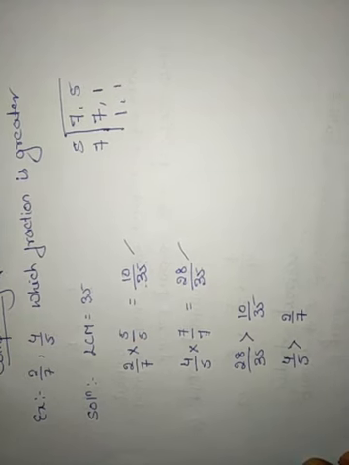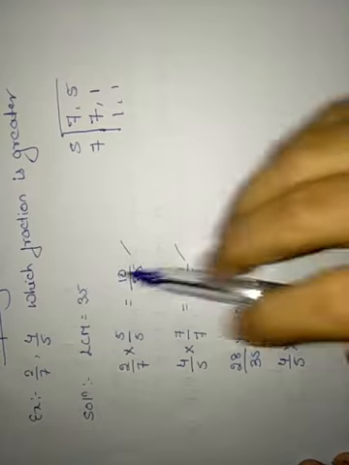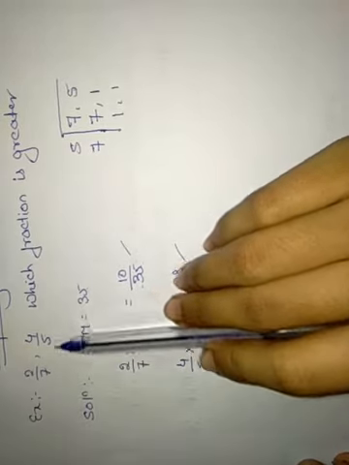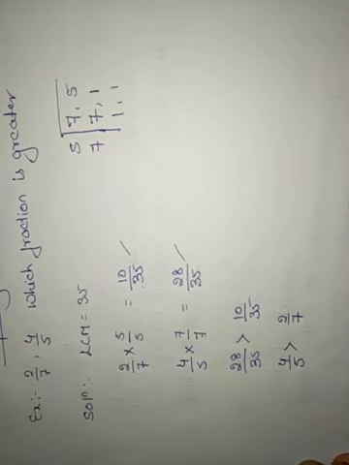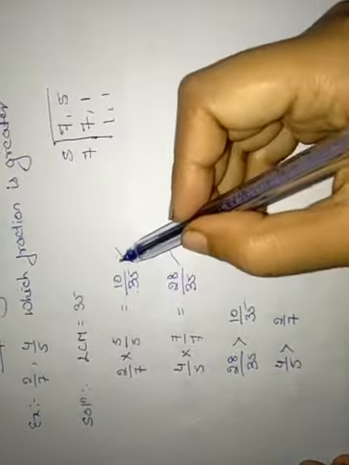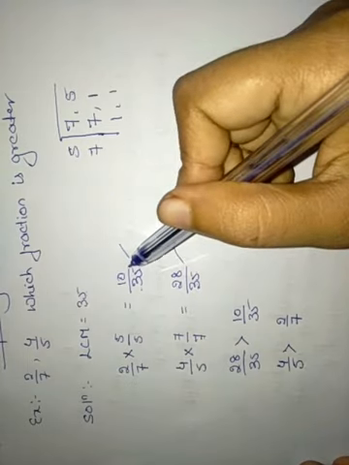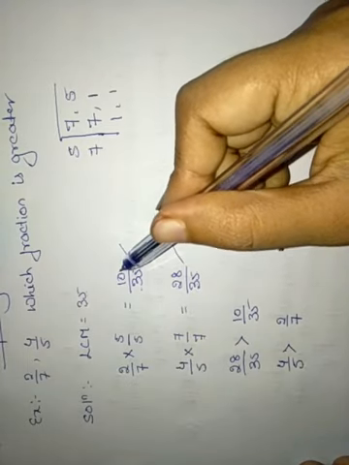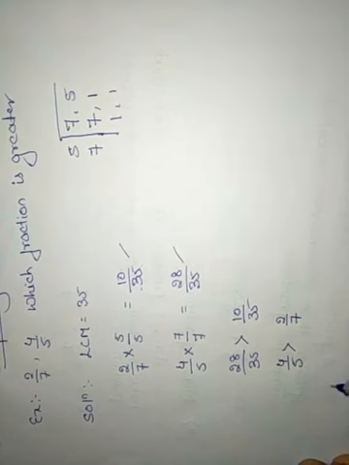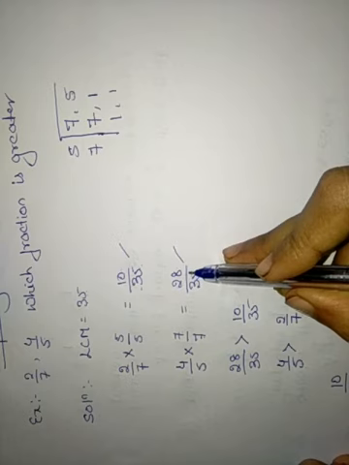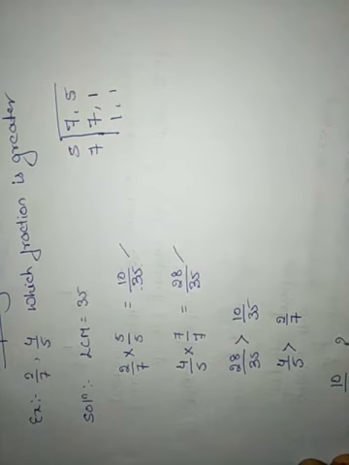If they have asked us to arrange them in ascending order, what does ascending order mean? Smaller to greater. So here you can observe which number is smaller. Observe the numerator value. 10 is the smaller. So we'll write 10 divided by 35 first. Ascending I am writing, and then 28 divided by 35, which is ascending order.